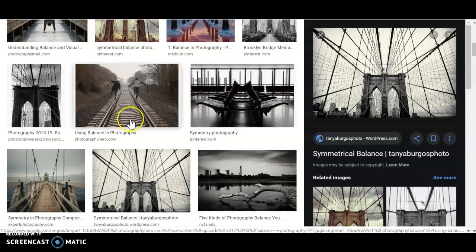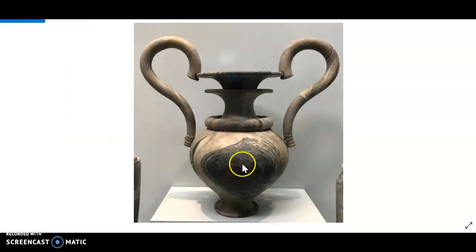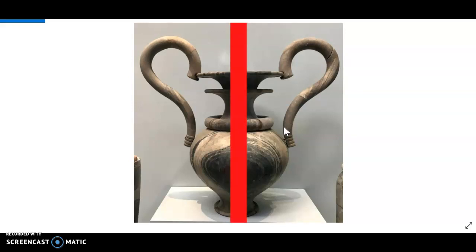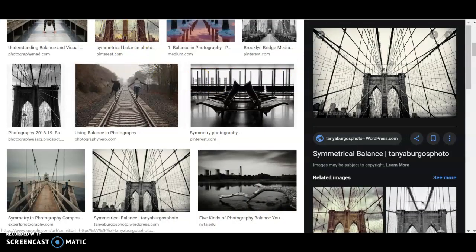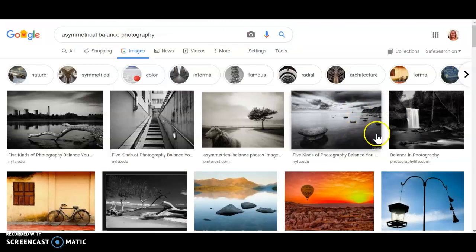What I have for my picture is a photograph I took of a vase in a museum in Greece that is a very symmetric balance. If you draw a line straight down the middle, you see that the two sides are the same, right? So that's a good piece of symmetric balance. What I wanted to show you is the difference between that and asymmetrical balance.